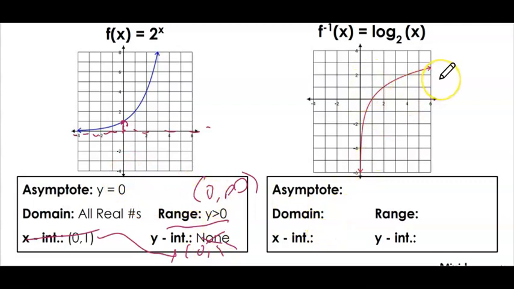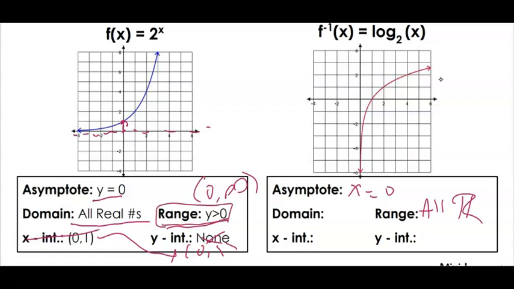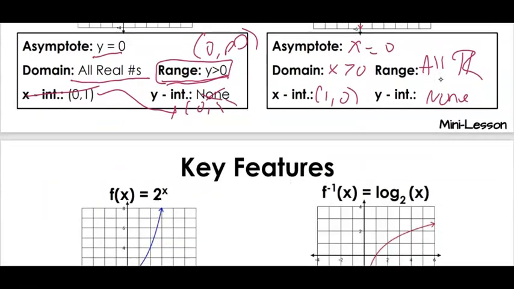And then this is the inverse function. And we got a different asymptote. So in our inverse function, instead of it being y equals 0, it's now x equals 0. So that's been switched. Instead of my domain being all real numbers, my range is now all real numbers. I use a symbol for all real numbers. Instead of my range being y is greater than 0, I'm changing that y to x. My domain is now x is greater than 0. My x-intercept now is here, which is at 1, 0. And my y-intercept is now none. So everything switched places. So just notice that.